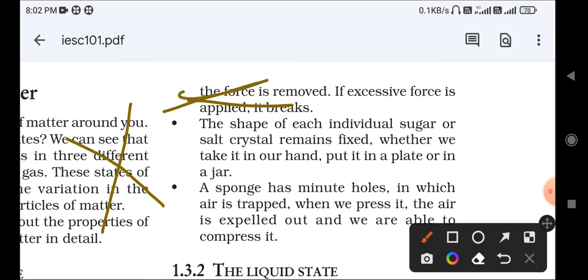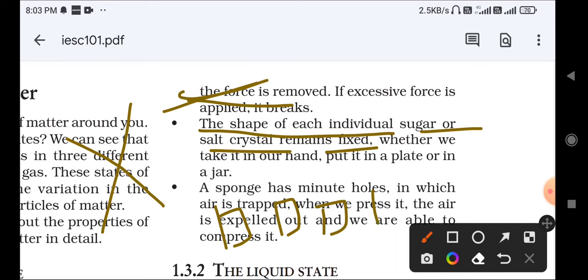Next comes sugar and salt. When we keep sugar and salt in different jars, they take the shape of that container. They only take the shape of the container, but they do not change their volume. So they are called a solid. The shape of each individual sugar or salt crystal remains fixed. Crystals means small shapes. When we see sugar or salt, they have a small structure called a crystal.